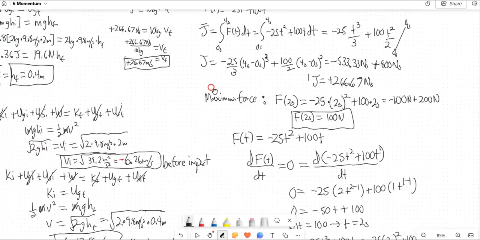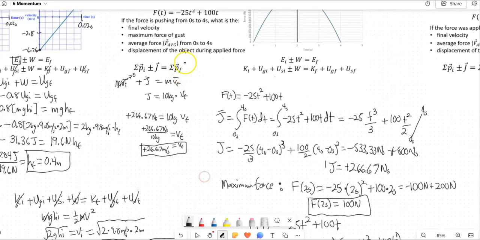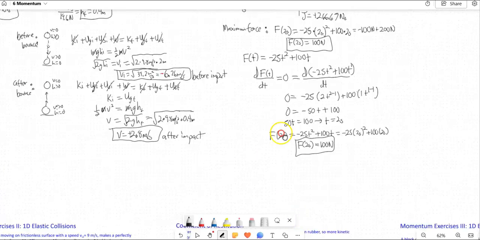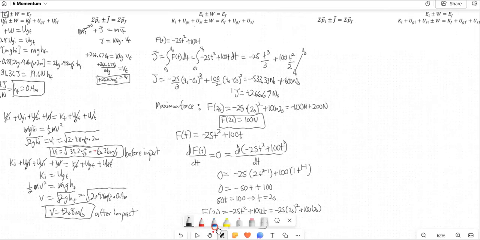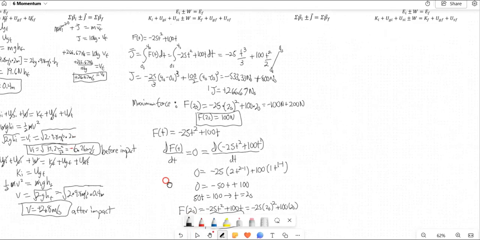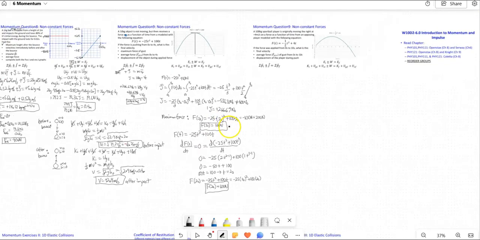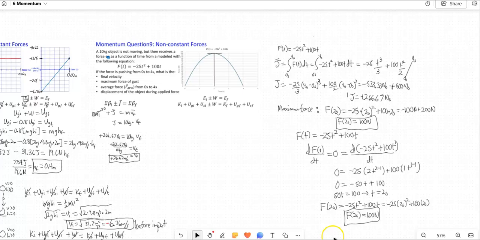Now, the good news is that finding the average force from 0 to 4 seconds is going to be pretty simple. I'm going to do a little landscaping here on my problem. I just moved all those equations over here. Again, we found the initial velocity right here, and we found the maximum force of the gust. Now we need to figure out the average force from 0 to 4 seconds.